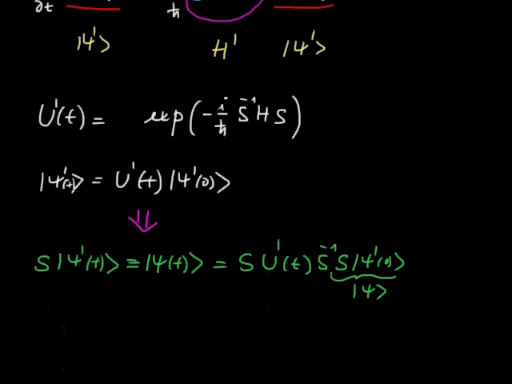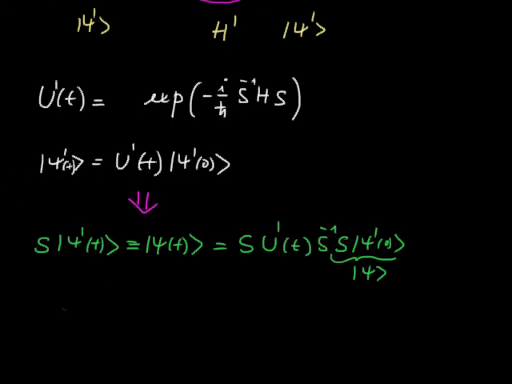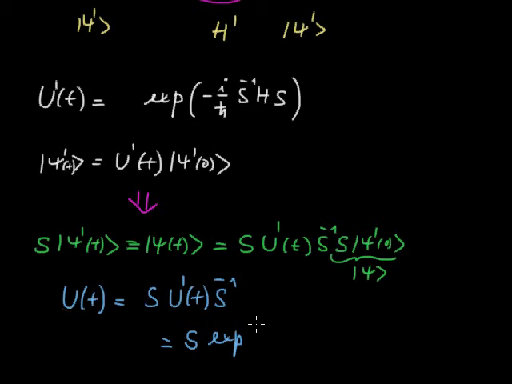And that looks like I found what I needed. I can now say that U t without dash is actually S U dash t S to the power of minus 1, and I can write it even more explicitly using this definition. It is then S exponent of minus i divided by h bar S minus 1 HS, and here S to the power of minus 1.